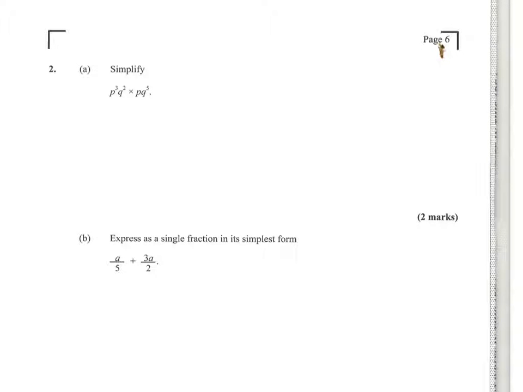January 2015, number 2. Okay, so for the first question, this would be p cubed q squared multiplied by p cubed q to the 5. You add the powers of the indices. One power is understood here.